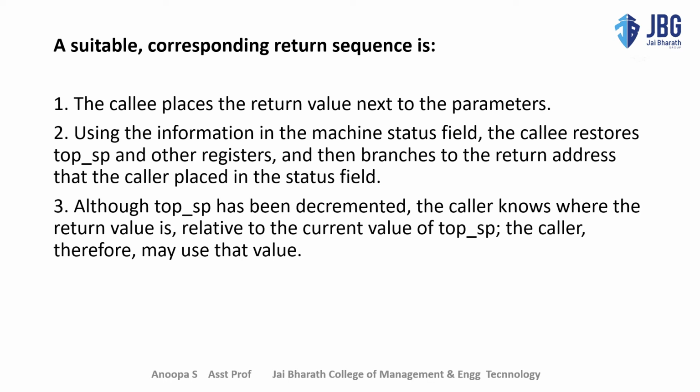Now, what is the corresponding return sequence? The callee will place the return value next to the parameter. Then, using the information of the machine status field, the callee will restore the top SP and other registers and branch to the return address. So the caller will know what the correct top SP is, because it is relative to a particular value of top sp. We have discussed in the previous slide that it will be related to a particular fixed point.